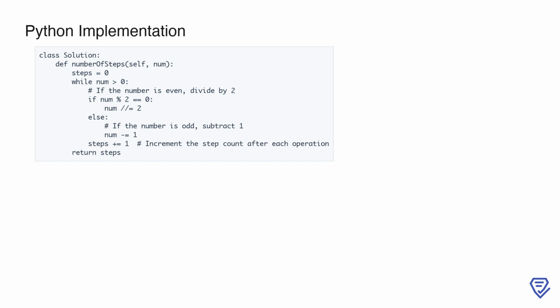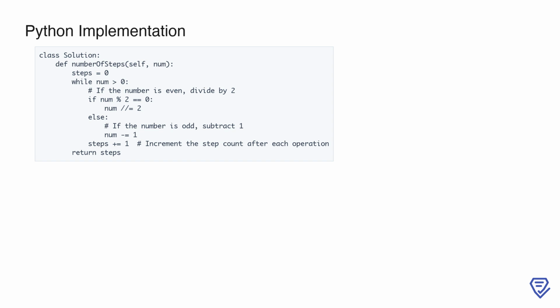Key points. The algorithm efficiently reduces the number using the specified operations, ensuring minimal computational overhead. The loop runs in O(log n) time since the division by 2 operation reduces the number exponentially when it is even. Edge cases, such as num equals 0, where the loop does not execute and steps remains 0, are naturally handled by the implementation. This concise and straightforward solution ensures clarity, correctness, and optimal performance, adhering to the constraints and requirements of LeetCode problem number 1342.